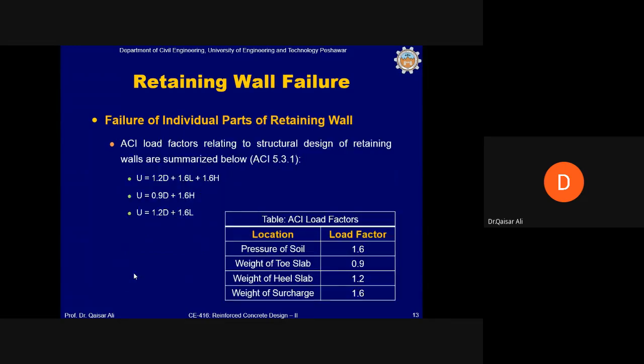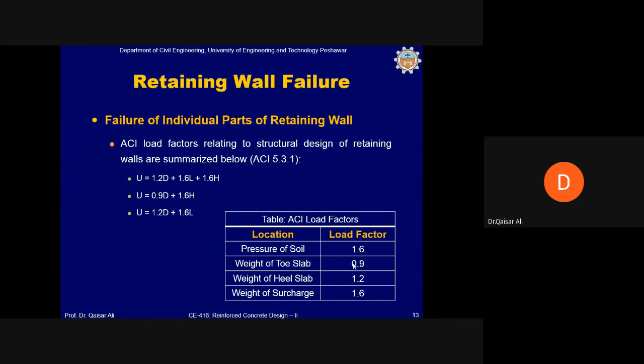The ACI load factors relating to the structural design of retaining walls are summarized below. This is from the ACI 5.3.1. A factor of 1.6 is used for horizontal pressure, 1.6. So as you can see from the table below, the pressure of the soil, the load factor is 1.6, and it is denoted by H. So there is an additional term. Previously, you know 1.2D plus 1.6L, so an additional term of 1.6 times H will be used wherever there is soil pressure on the retaining wall, any part of the retaining wall.